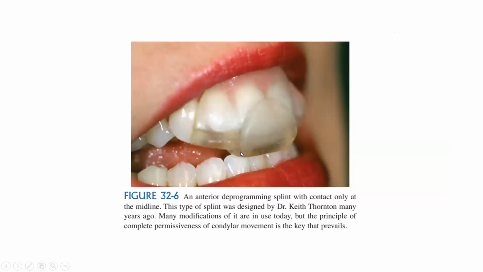So this anterior deprogramming splint is mainly fabricated on the anterior teeth, either on the maxillary central incisors, or it can be fabricated on the four incisors of the maxilla, and it has the contact only on the mandibular incisors. And the goal of this splint is that it helps to disocclude the posterior teeth.